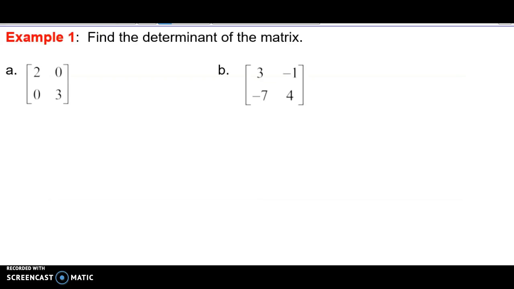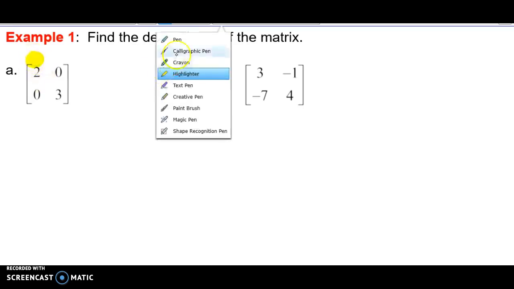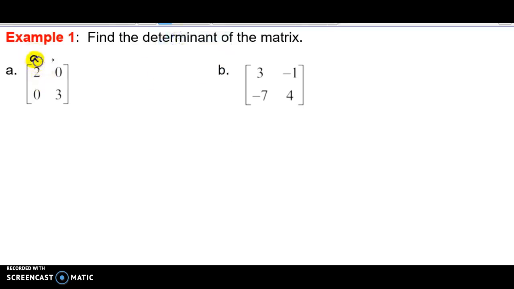A few examples. Find the determinant of the matrix. Well, we have a 2 by 2, which means we can use the rule. So I'm going to multiply. Remember, this is your A, B, C, and D. In order to find the determinant, we take 2 times 3 minus 0 times 0, which gives us 6.